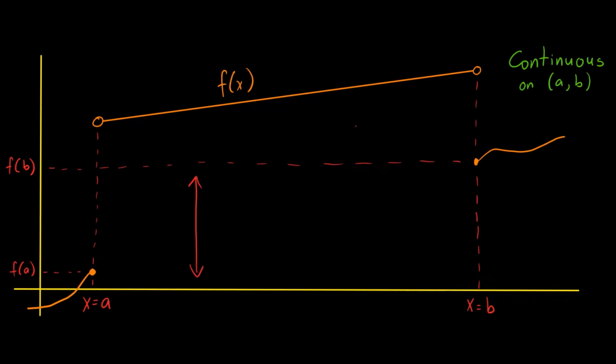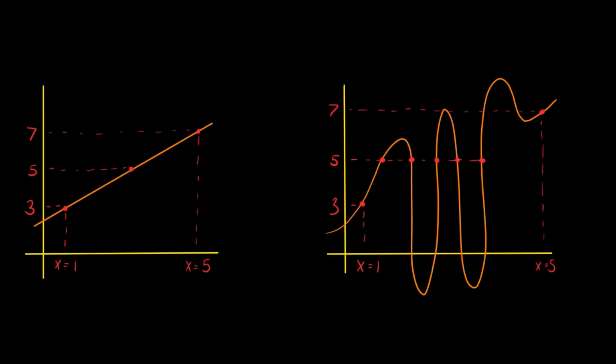Therefore, we need continuity on a closed interval for the intermediate value theorem to hold in the first place. Something else that's very important to mention about the theorem is that the theorem itself only guarantees that the function passes through any y value once.